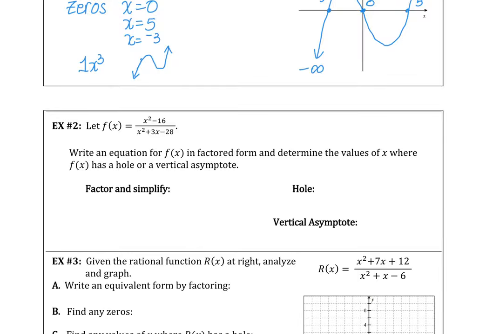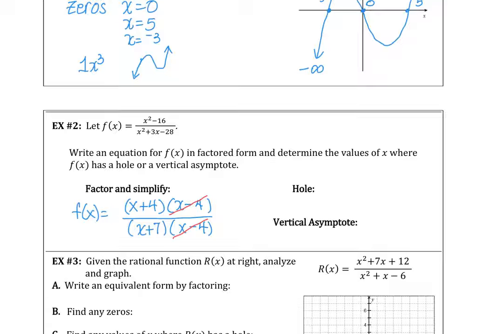In example 2, we want to write an equation for f of x that's in factored form and determine the values of x where the function has a hole or a vertical asymptote. So factoring and simplifying, the numerator can be simplified to be x plus 4 and x minus 4. The denominator, we're looking for factors of negative 28 that add up to be positive 3. That would be x plus 7 and x minus 4. Removing the common factor, we have that simplified.